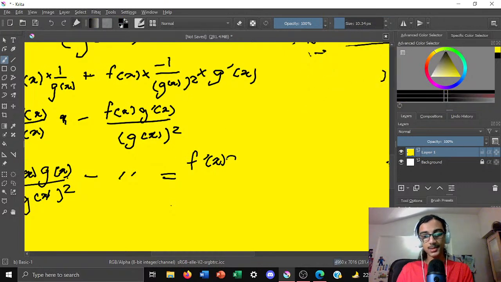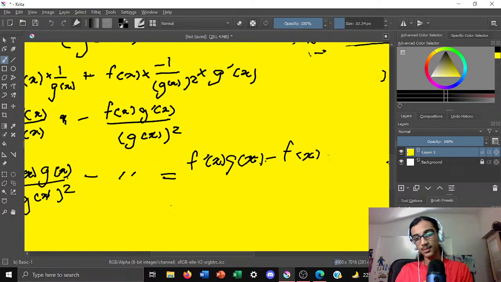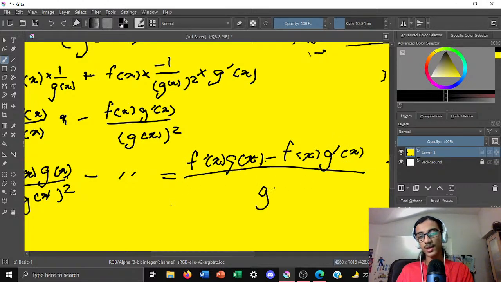f prime of x g of x, oh sorry, g of x. Sorry, my paint program is lagging a lot. Yes, sorry, bear with me please. And then minus f of x g prime of x, all over g of x whole squared. We just combine the two fractions into one, right?